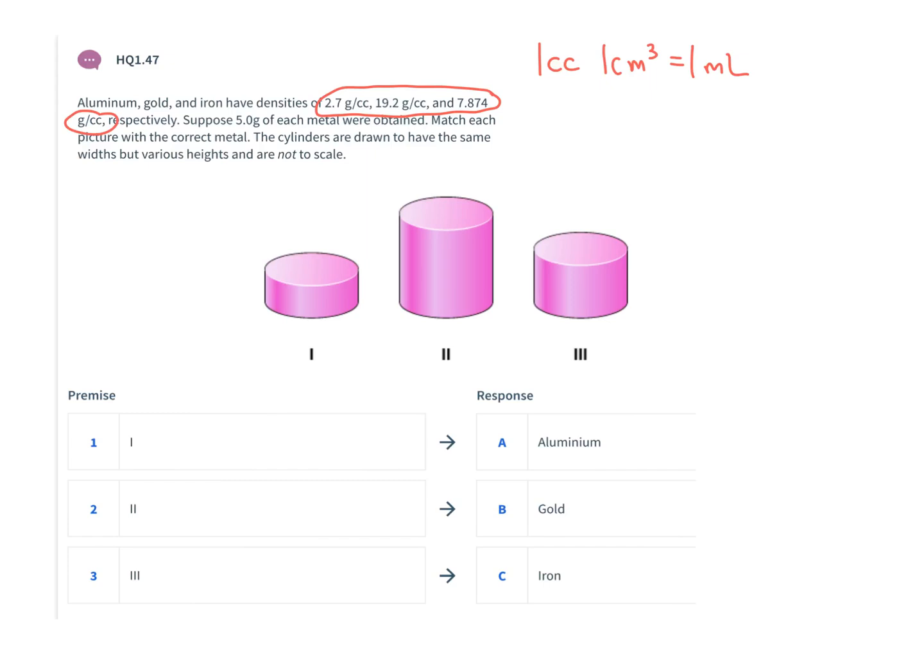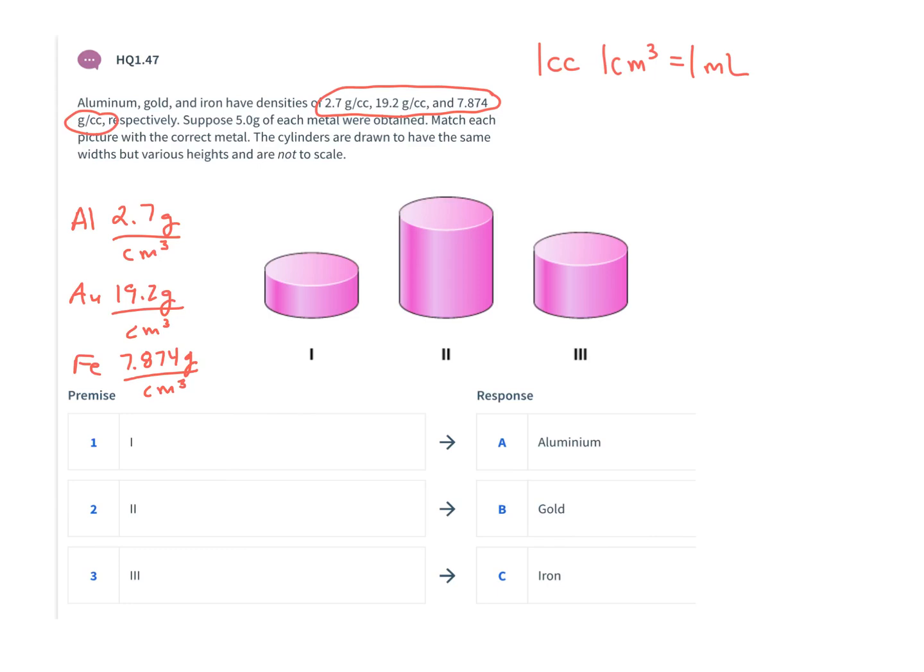So now that we have the densities and we know that cc is a cubic centimeter, we want to match each cylinder with the metal. So the first thing I would do is take into account all of the densities. So I have the density of aluminum at 2.7 grams per cubic centimeter. The density of gold at 19.2 grams per cubic centimeter. And the density of iron at 7.874 grams per cubic centimeter.